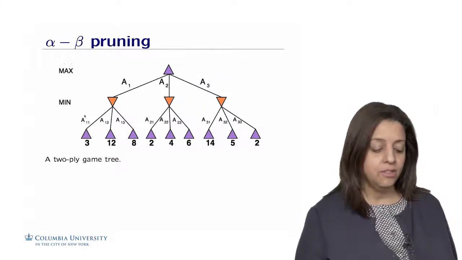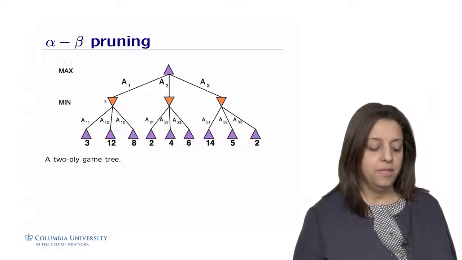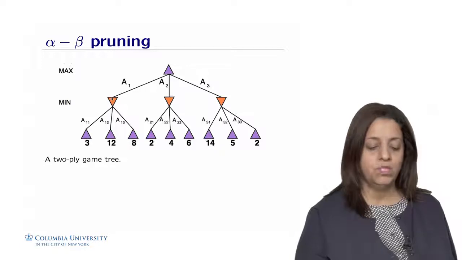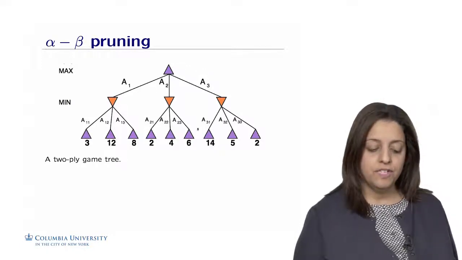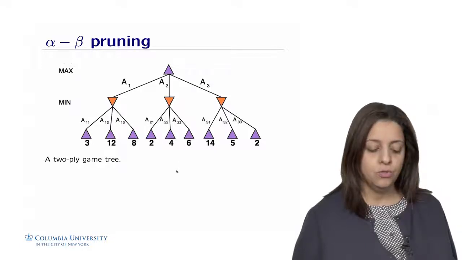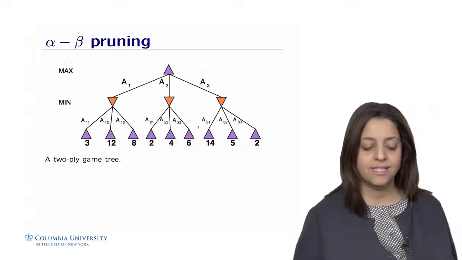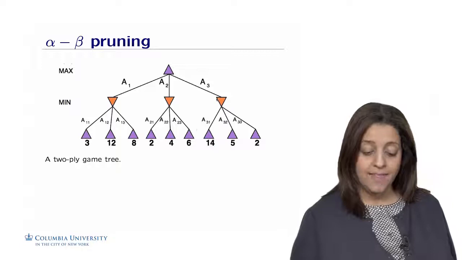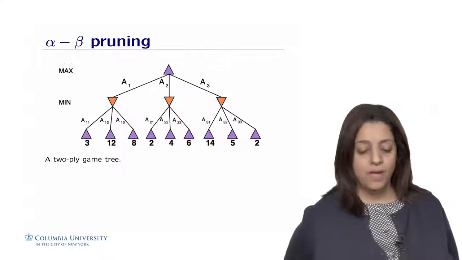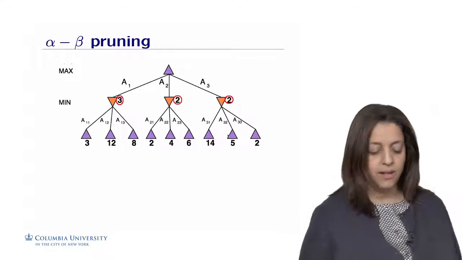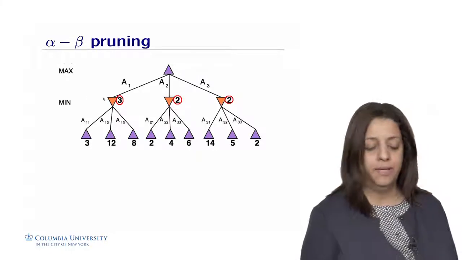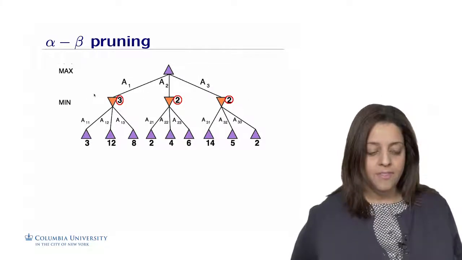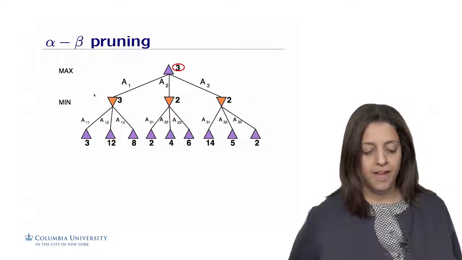So go all the way down the tree, so we reach 3, the min will be 3. Then we find 12, the min will not change. Then we find 8, the min will not change. So the answer for this node here will be 3. For this one, we are going to do a similar fashion. We're going to explore 2, and then 4, and then 6. The min here will be 2. And then finally here, the min will be 2. So at the end of the game, we are going to have 3, 2, 2 for min at this ply here. And then max would pick the maximum of these 3 values, it's going to be 3.